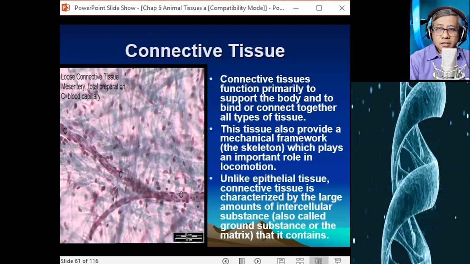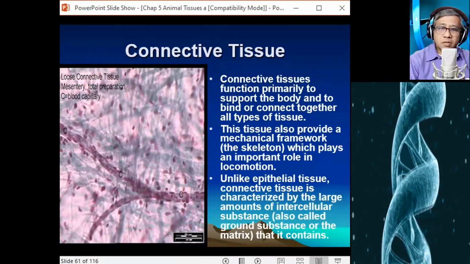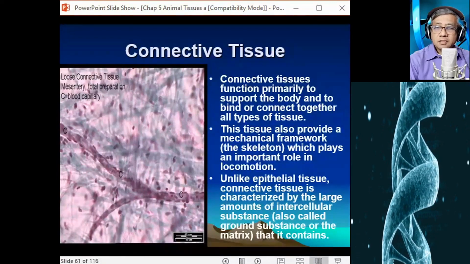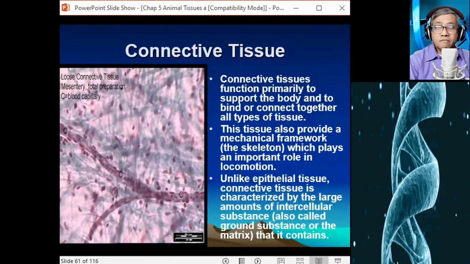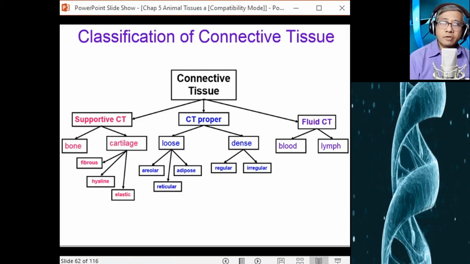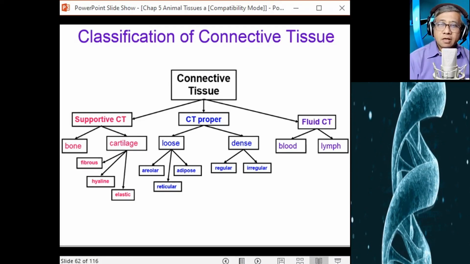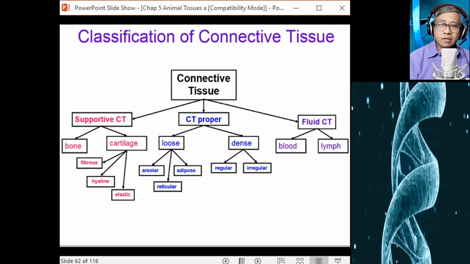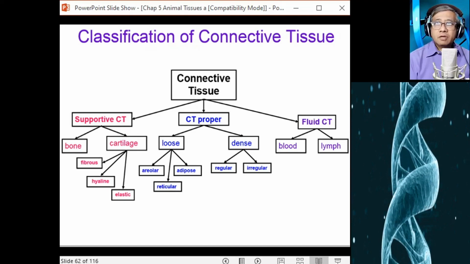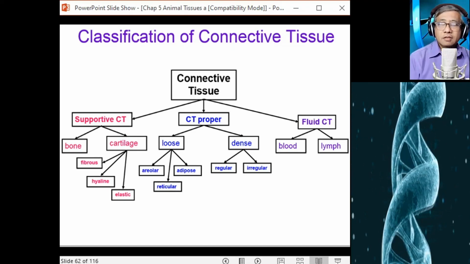Then unlike epithelial tissue, connective tissue is characterized by a large amount of extracellular substance, or the matrix, which contains these cells and fibers. In terms of classification, there are three major types of connective tissues. We have connective tissue proper, supportive connective tissue, and fluid connective tissue.